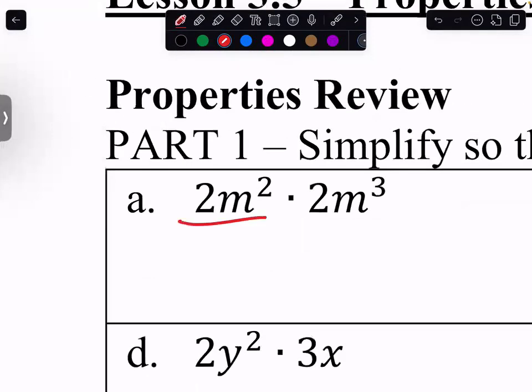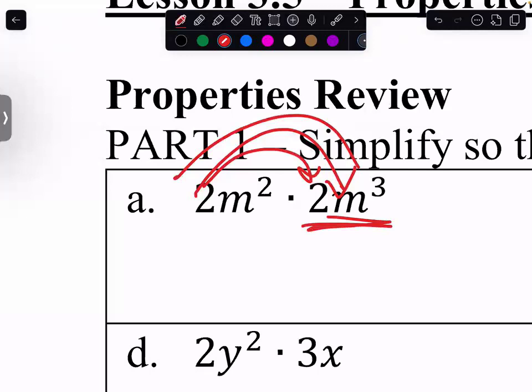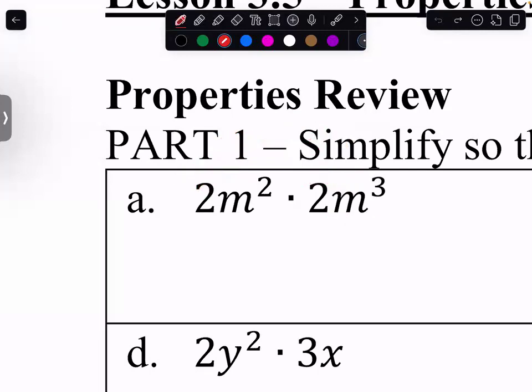So like 2m squared times 2m cubed. Okay, so this is not distributing. You don't do this because these are all glued together. They're not separated by a plus or minus. So you just multiply each part. You multiply the coefficients together, right? 2 times 2 is 4. And then you also multiply the m's together.